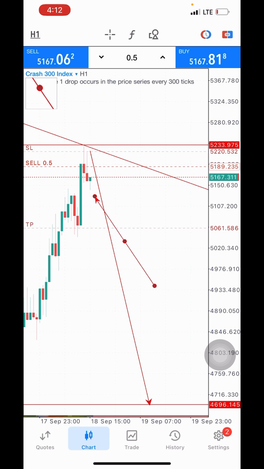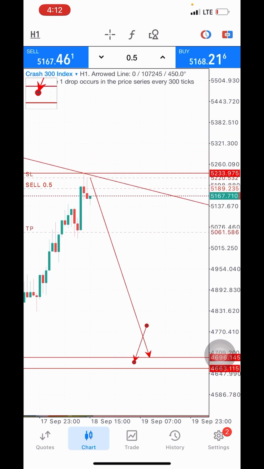Okay, it drops. So we'll be hitting our TP pretty soon, but then I'll tell them to remove their TP and let's target this low here. Let's target this low. All right. So you see, that's very simple.